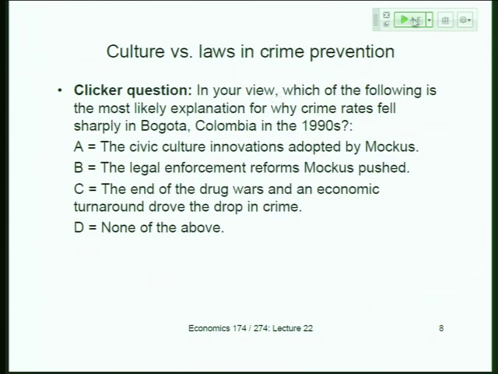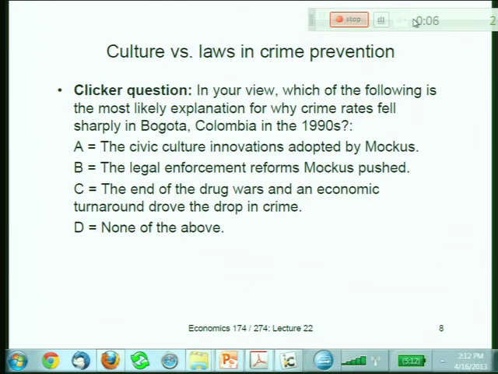We talked about the case of Sierra Leone. We talked about Colombia. And this issue of when you're thinking about a very specific case, like the change in criminality in Bogota in the 1990s, what do you think, not really knowing much about the setting probably, is most plausibly behind the big drop in crime rates? Was it all of these innovative civic culture type actions that Mockus took? Was it the legal enforcement reforms? Was it most likely something else entirely, like the end of the drug wars or economic turnarounds? I just want to get people's sense of which of these seems more plausibly causal.